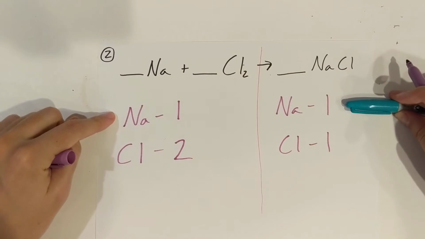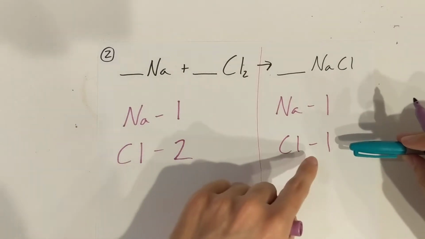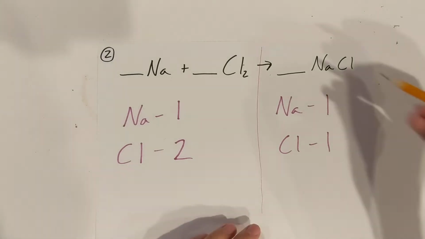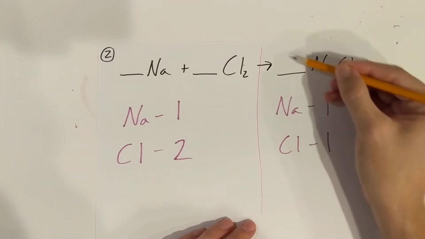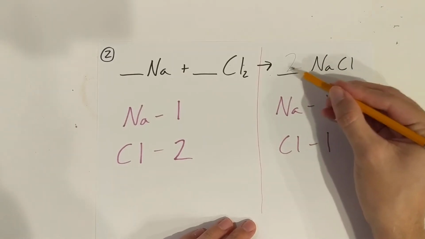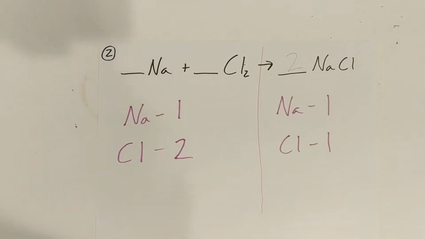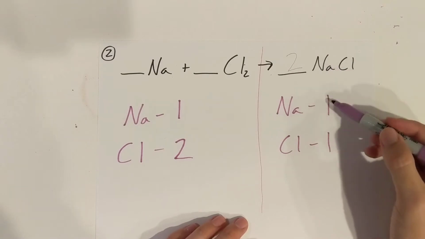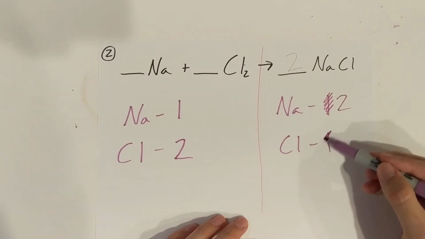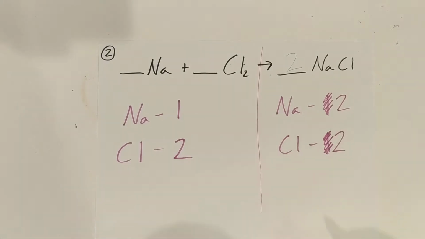Our sodiums are already balanced, excellent. We have less chlorine on the product side, so we need to increase that. So we only got one option here of what compound to increase. So let's increase our sodium chloride. That gives us 2 sodium and 2 chloride.